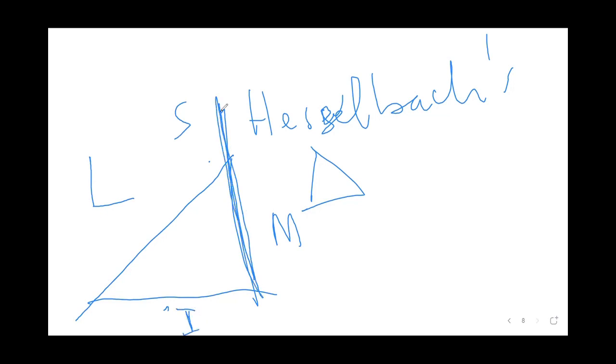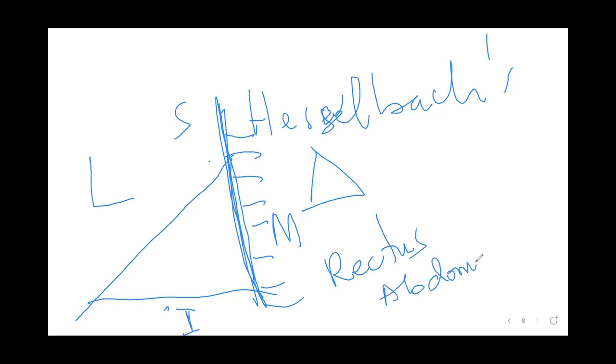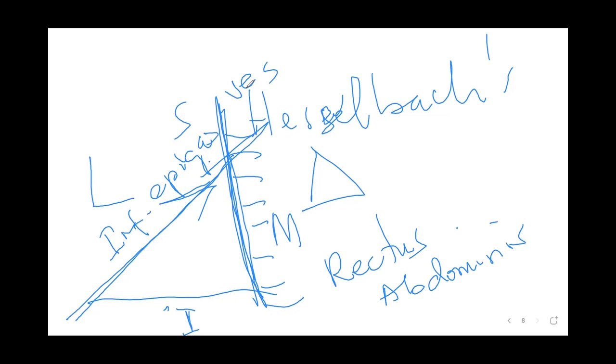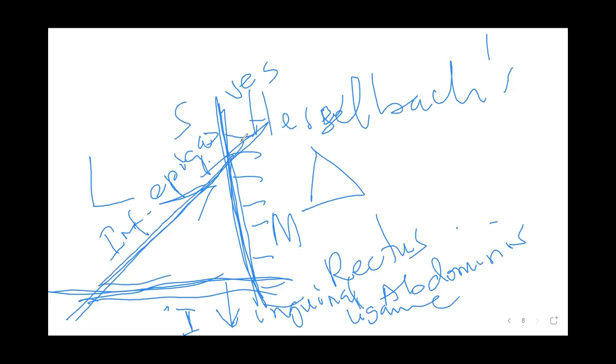The medial border of the Hesselbach's triangle is formed by the rectus abdominis. The lateral border is formed by the inferior epigastric vessels, and the inferior border is formed by the inguinal ligament. Now, this is the weakest point on the posterior wall of the inguinal canal. So that is the Hesselbach's triangle. Hernias protrude via the Hesselbach's triangle.